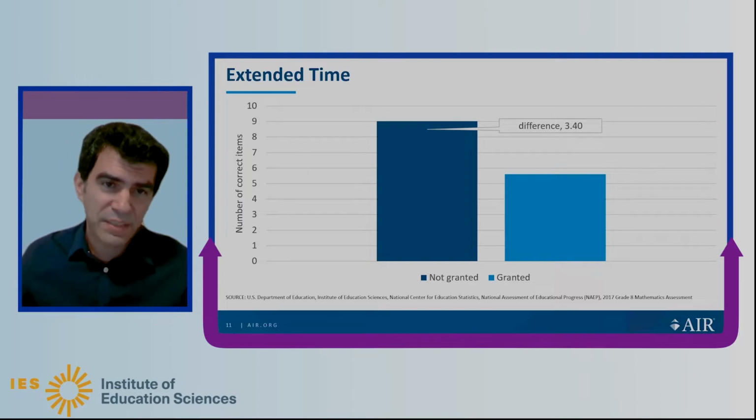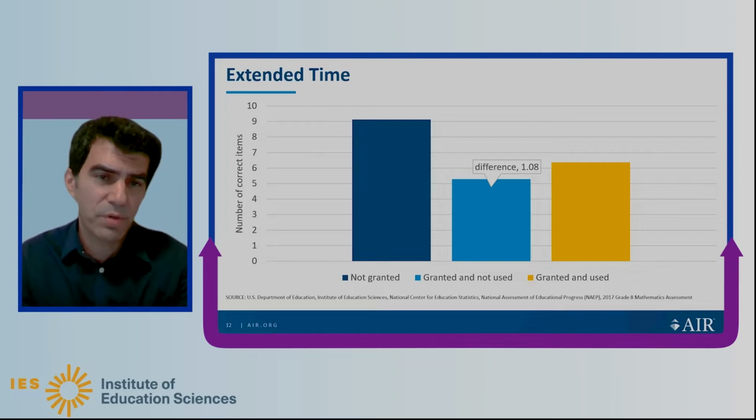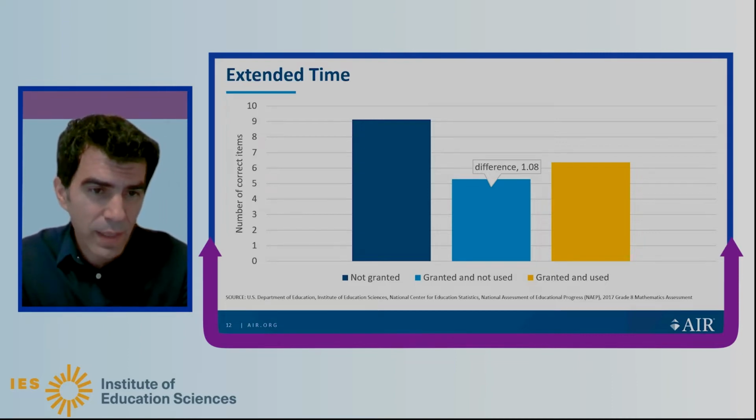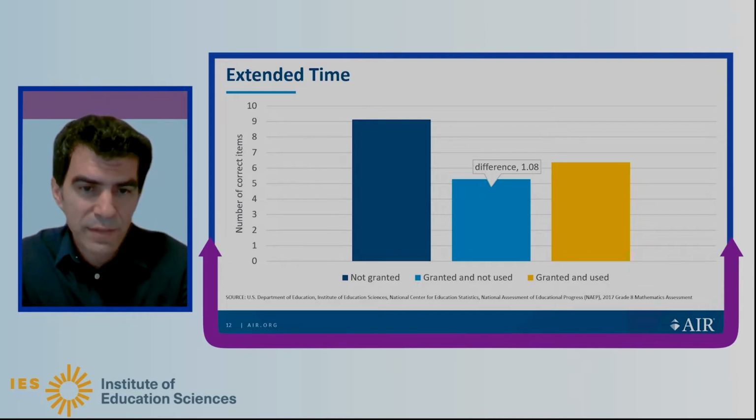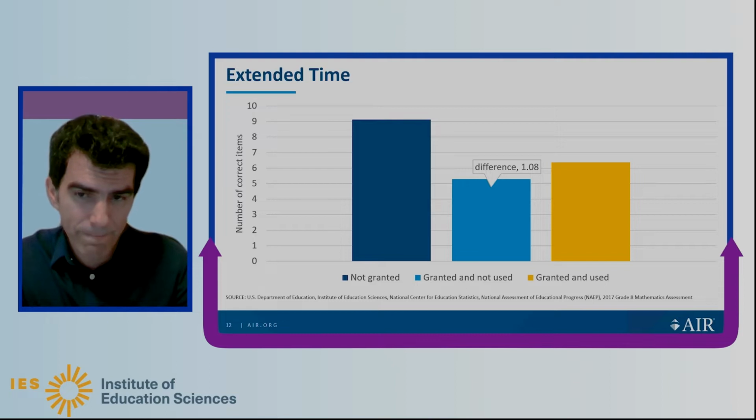Now, what happens if you bring in the process data? This is what we see in the next slide. When we bring in the process data, if you focus on this middle light blue bar and the gold bar, we see that students who are granted extended time and actually use this extended time, on average, scored one more item correctly than the students who were granted but chose not to use this extended time.